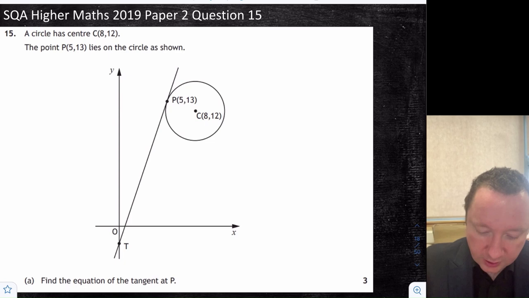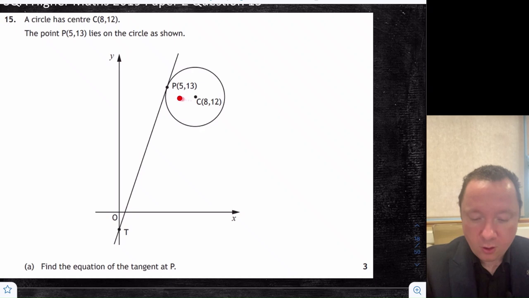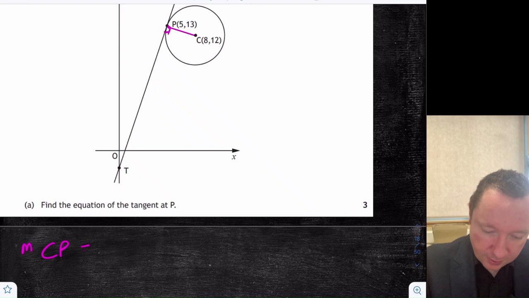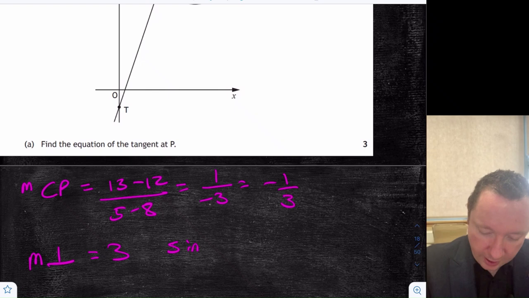Now, if we want to find the equation of the tangent, if it's about circles, a tangent meets a radius at right angles. So we can find the gradient of the radius, then m1 times m2 equals -1. Let me just draw that picture in so it's really clear. That's a right angle. So the gradient of C to P, or P to C, is 13 take away 12 over 5 take away 8. That's 1 over -3, or -1/3. So the gradient of our perpendicular equals 3, since m1 times m2 equals -1.